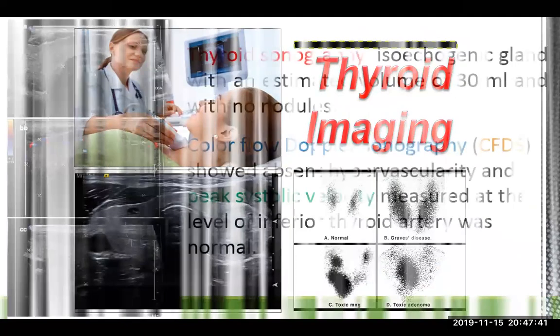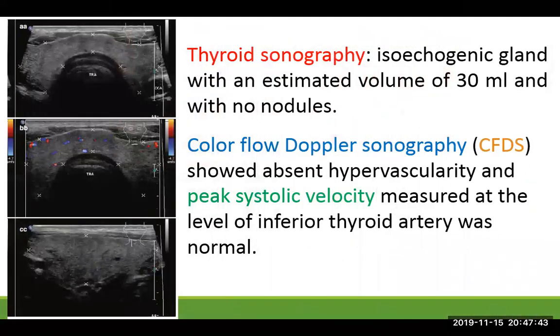Thyroid imaging is very important and essential in determining the etiology of amiodarone-induced thyrotoxicosis, and the most important one is color flow Doppler sonography, CFDS. This is one of the most useful parameters to differentiate between type 1 and type 2 amiodarone-induced thyrotoxicosis. Here, they mentioned that the peak systolic velocity, if it is elevated, it is with type 1. If it is low or normal, it is with type 2.